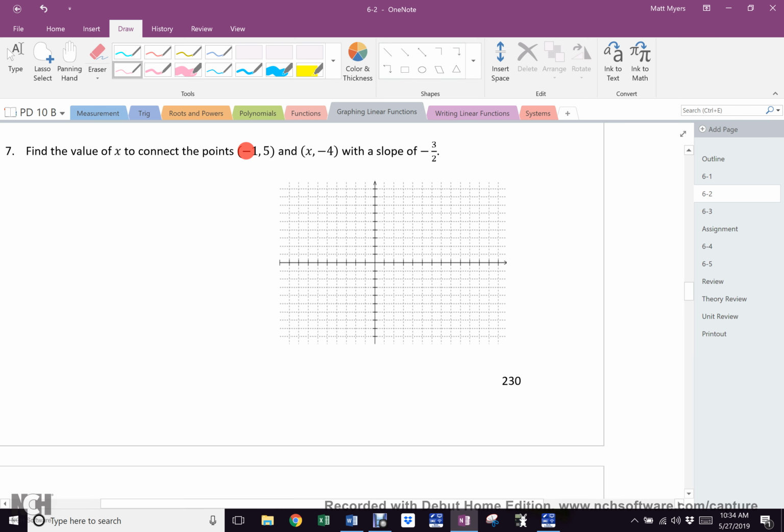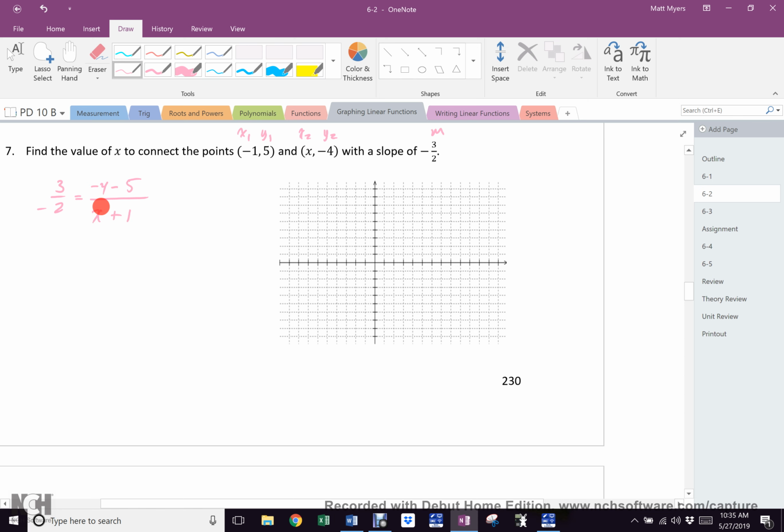What's this? X1. What's this? Y1. What's this? X2. Could I reverse those if I wanted to? Yup. What's this? M. Negative 3 over 2. Is it okay to write negative 3 over 2? For slope, put the negative up with the 3. Is it okay to put the negative down with the 2? It has to be in one of those spots. What does that equal? The way we've set it up, what's the numerator? Okay, what is y2? Negative 4 minus 5 over x plus 1, because it's minus minus 1, right?